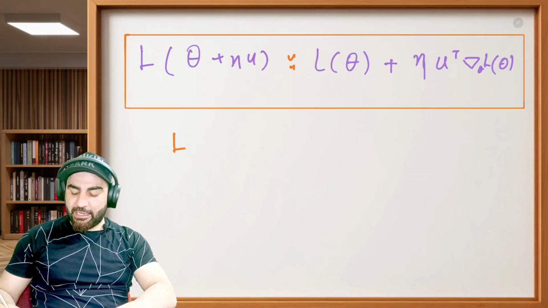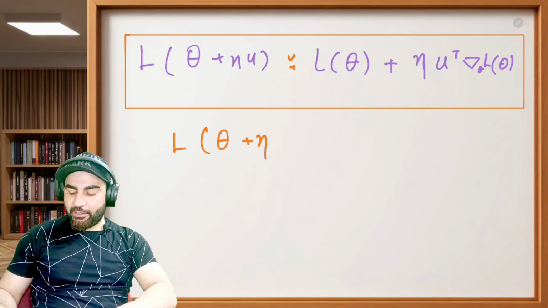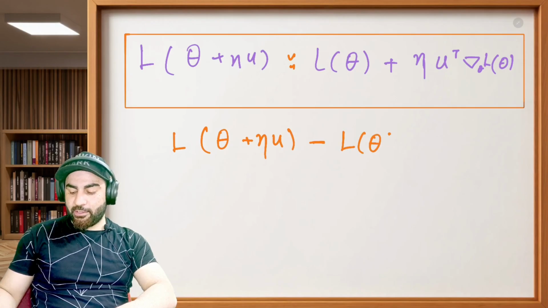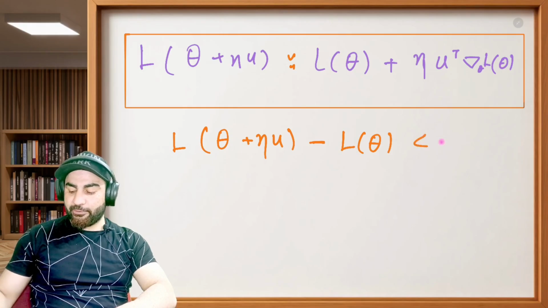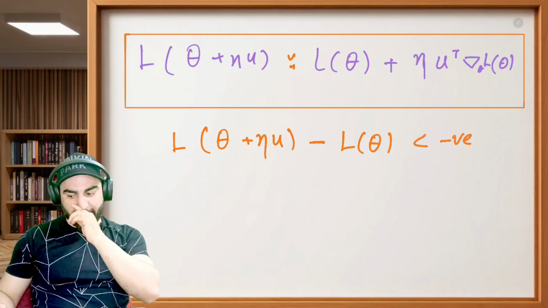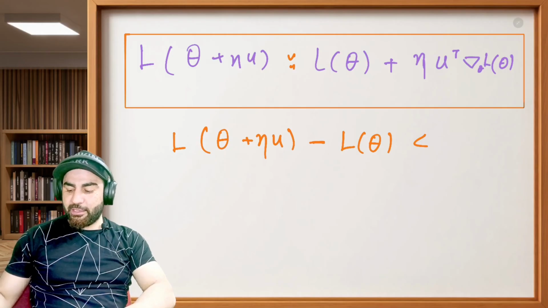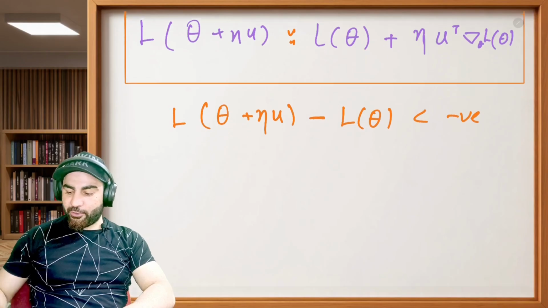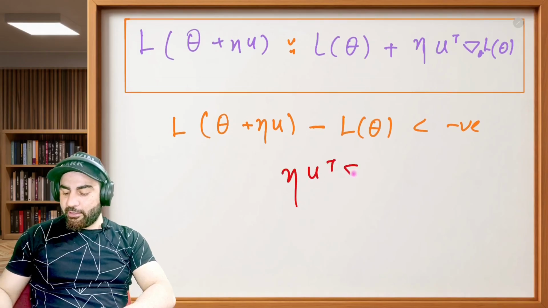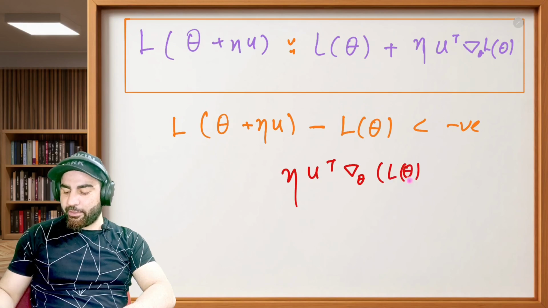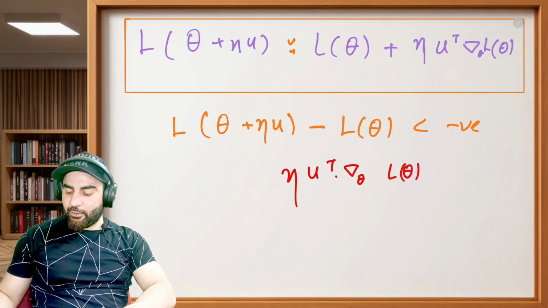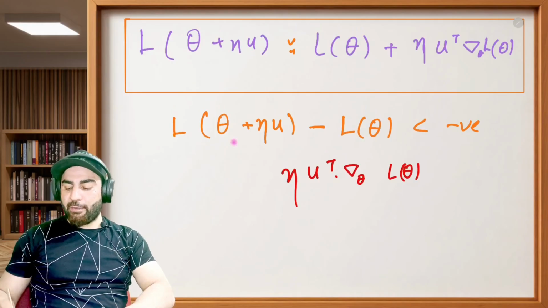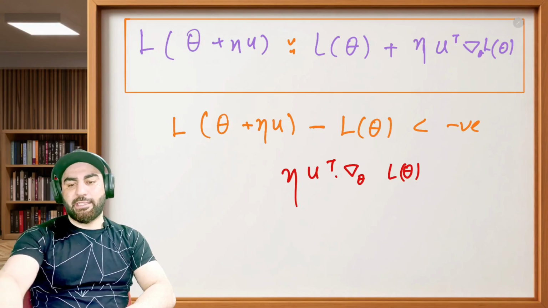So I can say this, the updated loss minus this loss, should be negative. Somehow this should be a negative quantity. That means this over here should be negative. So if I write it like this, eta of u_t, this gradient of L of theta, this over here should be the least, and we want it to be negative, because you know that this is approximately equal to this, and we want this to be a negative quantity, less than zero.